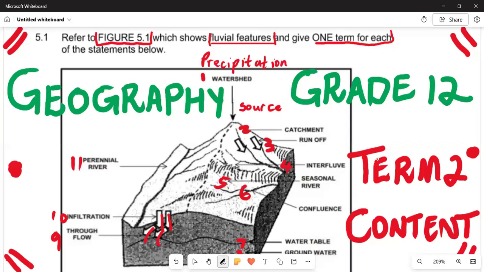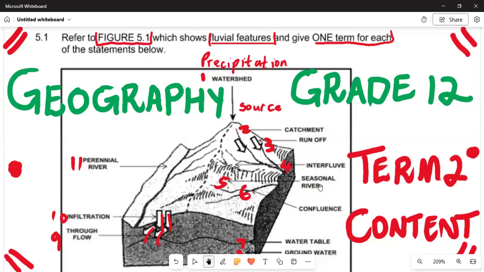Then number six, we are having the confluence. The confluence is this part. And you can see number six, confluence. It is when two or more tributaries come together. Remember that tributaries join at an acute angle. So we can see that the movement of the river is from the western side to the eastern side. Because of the interfluve, the tributaries are facing the western side. So we are saying that the confluence is very important because that is where the two tributaries join. I hope that one is very clear.